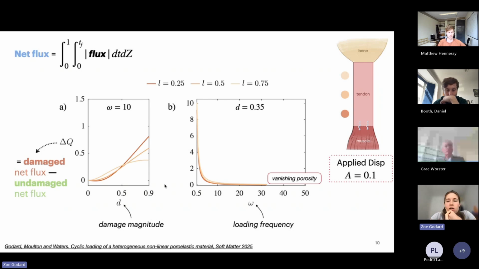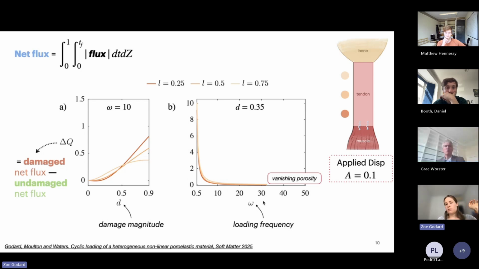If it's positive, then the net flux is increased when it's damaged, and if it's negative, then it's the opposite. So on the left here, I've fixed my frequency at omega equals 10 again, and I'm increasing the damage magnitude, and we can see that the effect of damage increases with damage magnitude as we would expect, so that's good. What we're also seeing is this change of dependence on the location, which I thought was quite interesting. The effect of damage increases with the damage location up until about d equals 0.5, and then after d equals 0.5, that relationship reverses and the effect of damage decreases with the location.